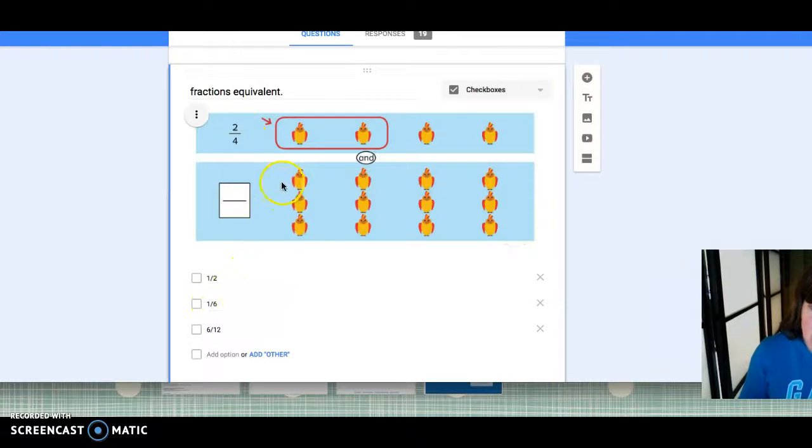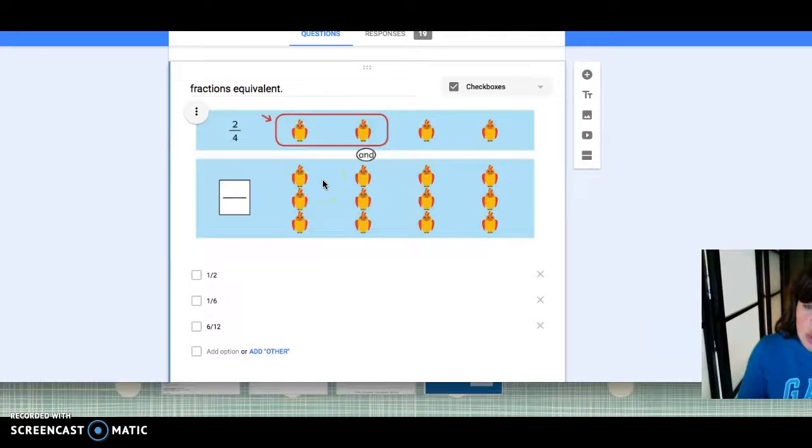1/6 does not work. 2/4 is not equivalent to 1/6. So if I divided this group into 6 parts, 1, 2, 3, 4, 5, 6, 1/6 is not equivalent to 2/4.